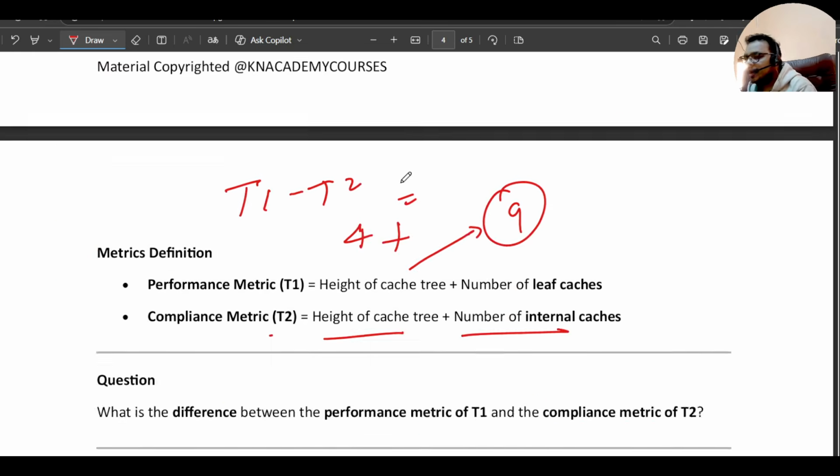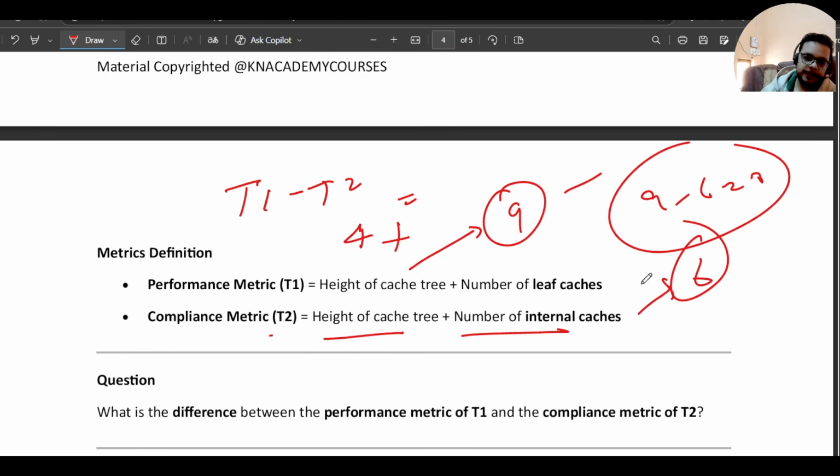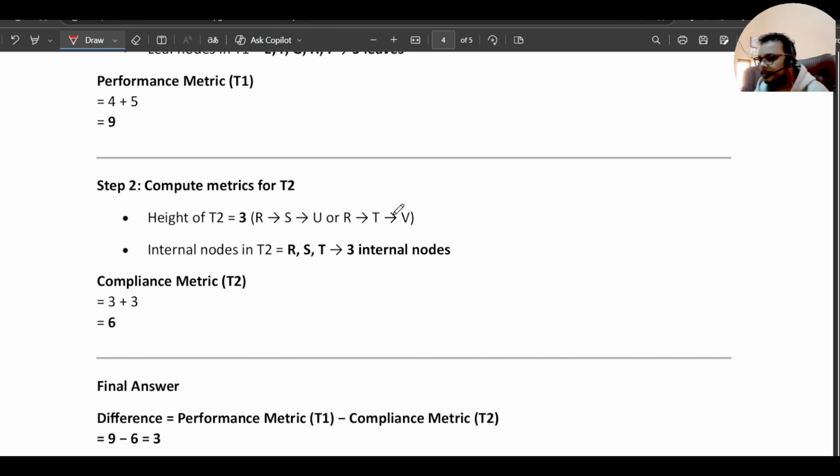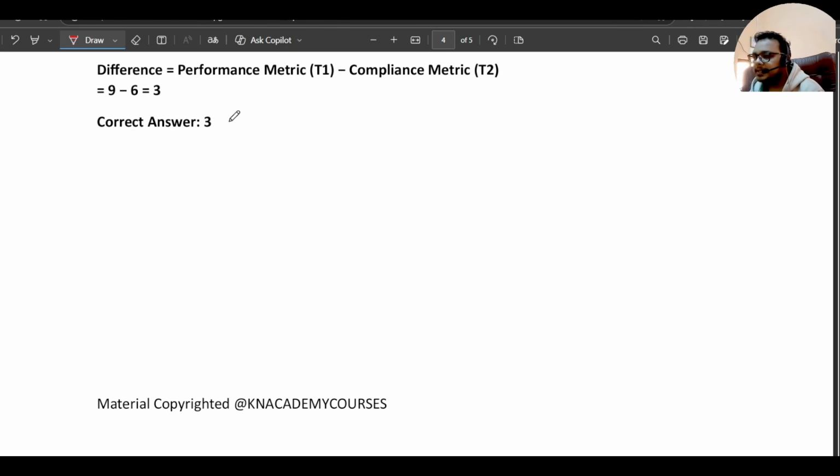So the value of T2 is 6. The value of T1 is 9. Now we need to find the difference between T1 and T2, which is 9 minus 6. The answer will be 3. Simple. So the answer is 3.